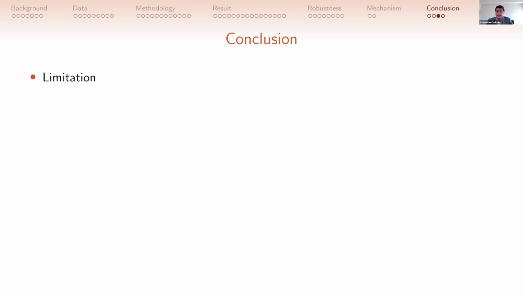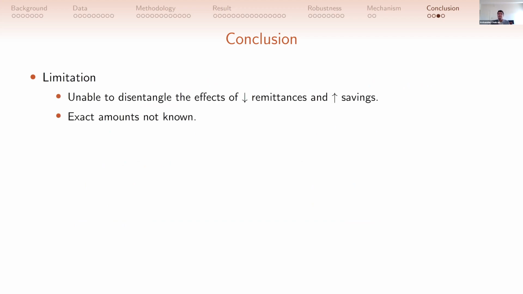Another limitation of my study is that I'm unable to disentangle the effects of the decrease in remittances and the increase in savings. So I do not have the exact amount of savings that they have gathered during their stay in the United States. So I cannot particularly say if my results are due to the increasing remittances, increasing savings, sorry.